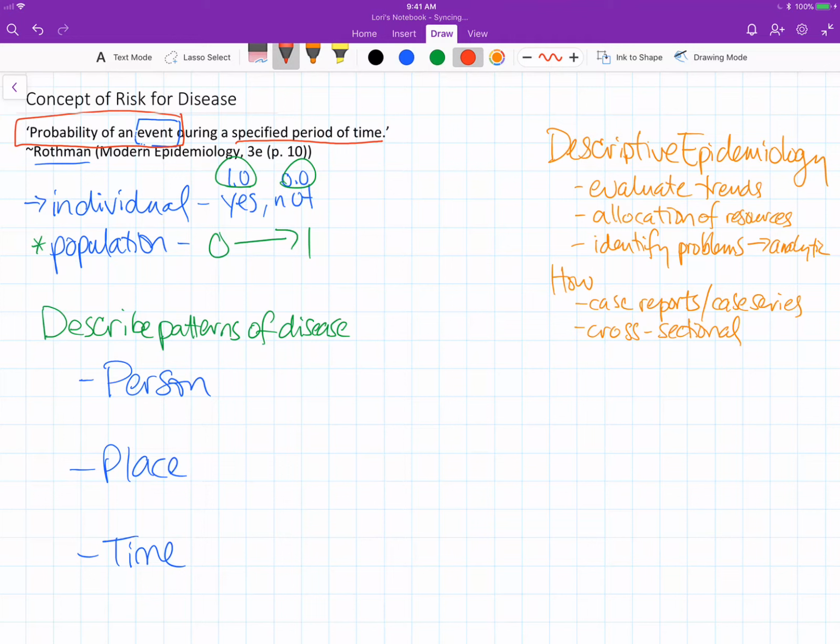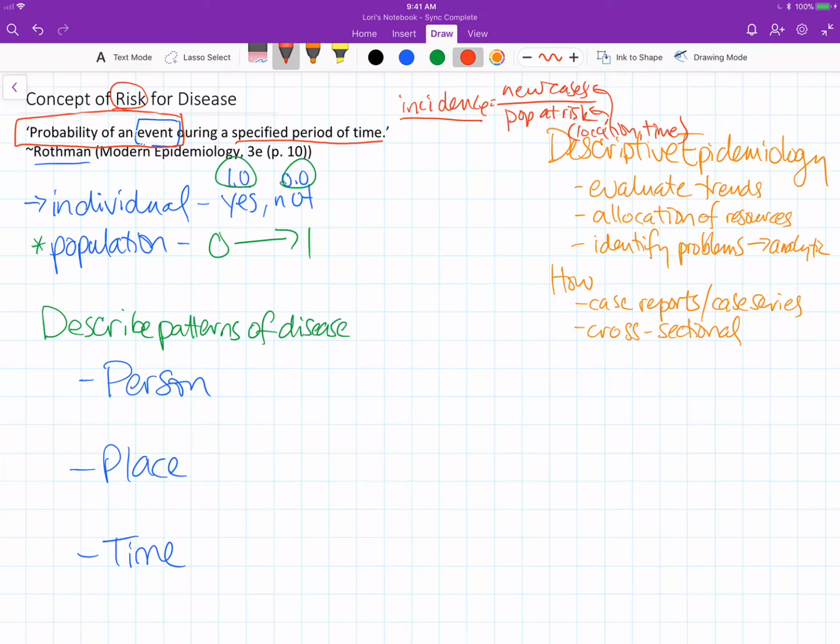So hopefully, this notion of probability of an event occurring during a specified period of time sounds like a familiar thing, because what you've already learned is a concept called incidence. And incidence is, if you remember, new cases divided by the population at risk for a given location during a specific time period. And the location and time period is the same for the population at risk and the new cases. So a lot of epidemiologists correctly will use incidence and risk interchangeably. So really, we're just expanding on a concept that you've already learned.